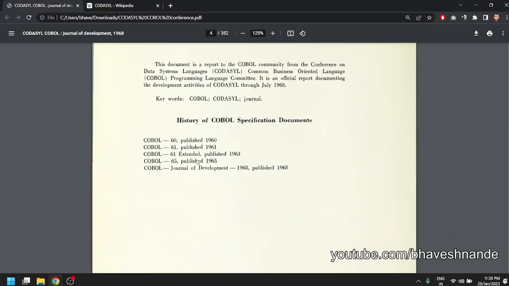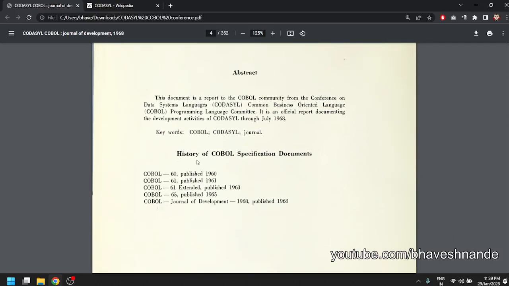Okay. So, abstract. This document is a report to the COBOL community from the Conference on Data Systems Languages, CODASYL. The full form is mentioned here, Conference on Data Systems Languages. So this document is a report to the COBOL community from the CODASYL Common Business-Oriented Language, COBOL, Programming Language Committee. It is an official report documenting the development activities of CODASYL through July 1968.